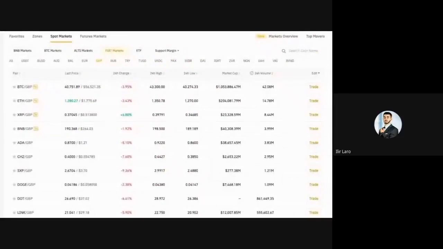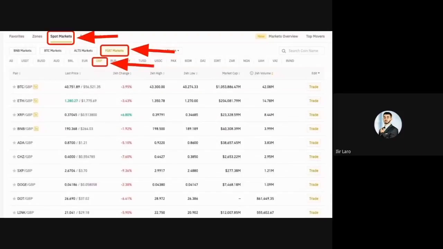Now I'm just going to zoom in on that page so you can actually see it more clearly. Now there's a lot going on, I agree. I'm just going to go step by step on what to do. So starting from the top, click on spot markets. And then below that, click on fiat markets, and then click on GBP.